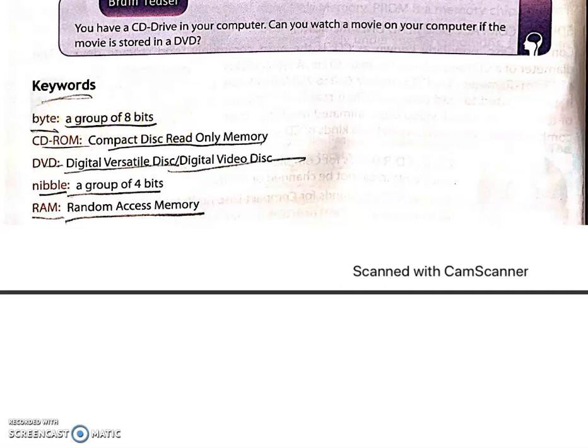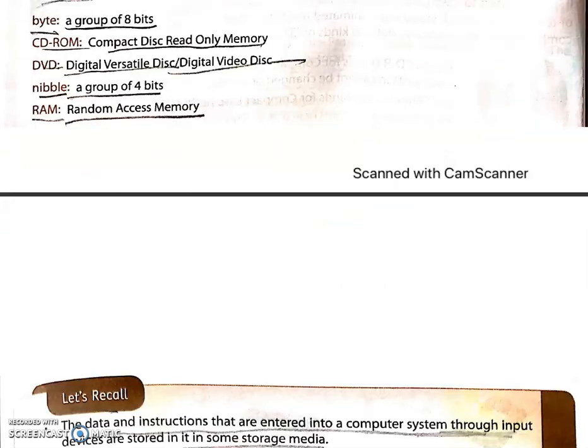CD-ROM stands for compact disc read-only memory. DVD stands for digital versatile disc, and you can also call it digital video disc. RAM stands for random access memory. And what was ROM? Read-only memory.